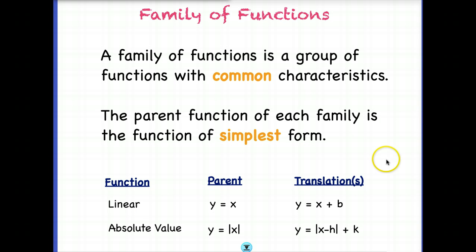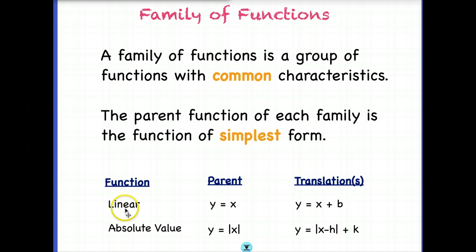So now let's talk about the family of functions so we can understand how the shifts affect our parent function. A family of functions is a group of functions with common characteristics. The parent function for each of these families is the function that is in the simplest form. So there's a chart down here for you to look at. We have 2 different types of functions.